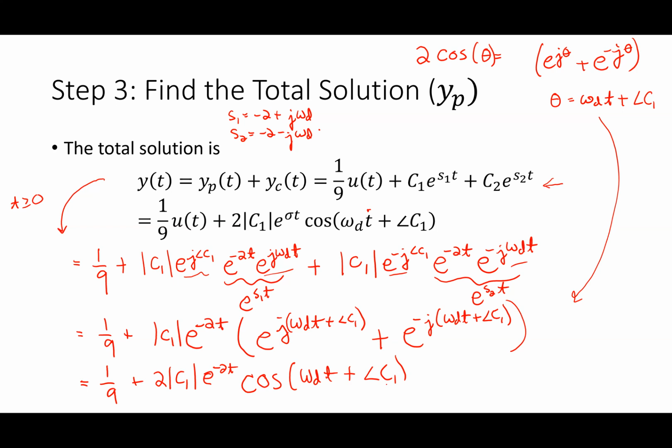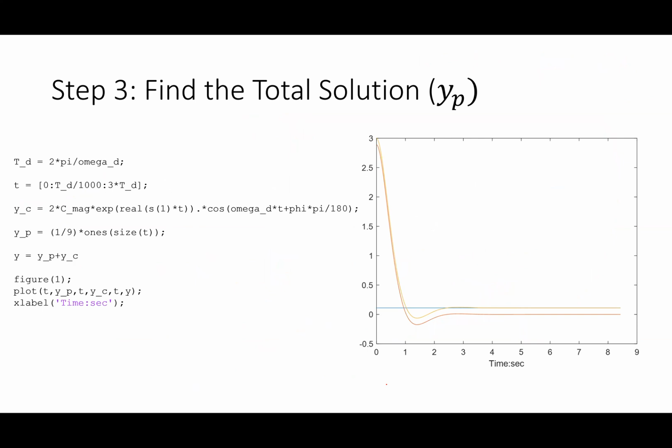Now, that's my total solution at this point. All right, and I don't want to put numbers in for C1 and angle C1 and omega d because they're just messy. Here's how I plot that. Somewhere above, I entered what omega d was. Then I created a time vector, which in this case goes in increments of t_d over 1,000, and it goes from 0 to 3 periods of that decaying cosine. Now, seeing the periods isn't always all that obvious in this particular case because of the fact that it's decaying, right? So it's hard to see the periods, but they're there.